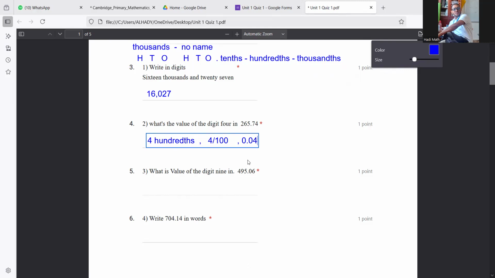Look at your number, like this decimal point. This is ones, this is tenths. So you say it is 9 tenths. I prefer this one, 9 tenths. Or you could say 0.9.